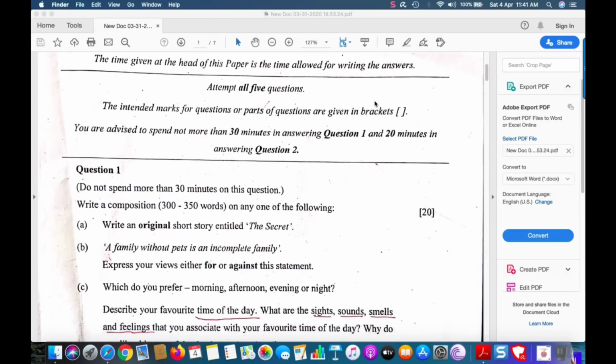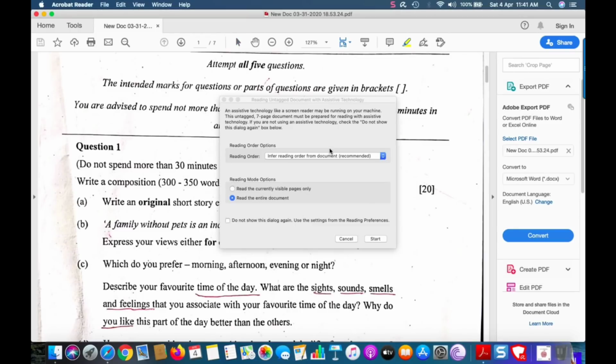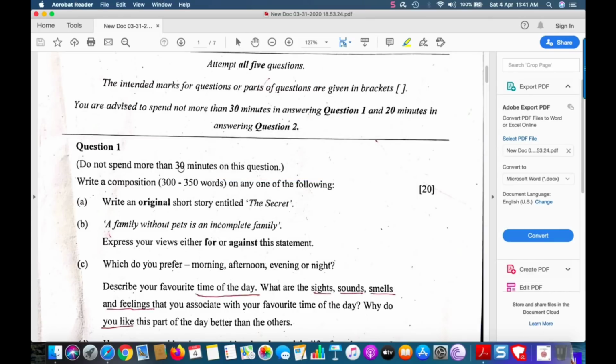See, the question paper provides some suggestions for you which you should keep in mind while you are taking the test. First is, in question number 1, which is the composition question, the question paper highlights and tells you that you have around 30 minutes to take this question. This is the suggestion which you should stick to, otherwise you may lose time for other questions.